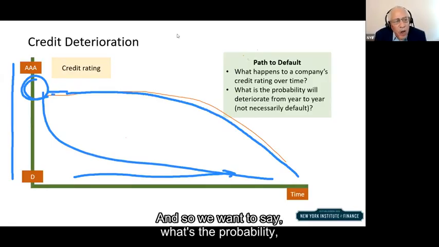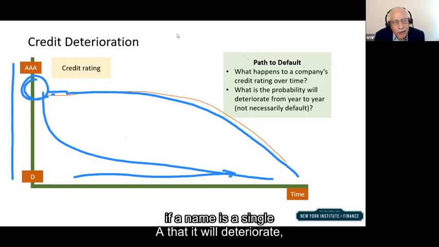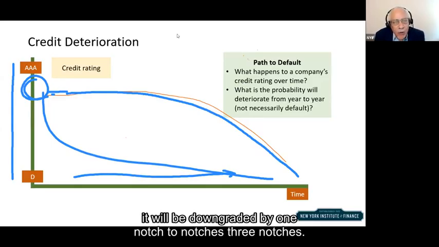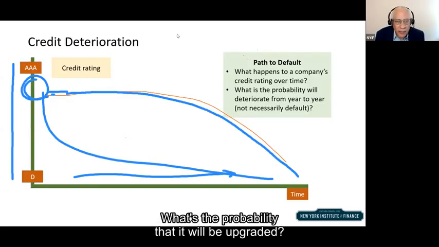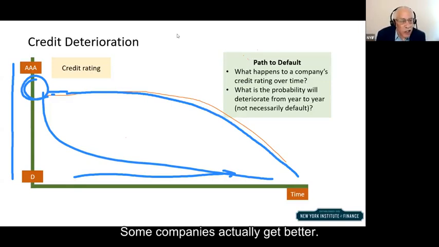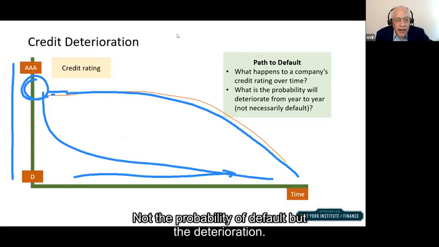And so we want to say, what's the probability that if a name is a single A, it will deteriorate? It will be downgraded by 1 notch, 2 notches, 3 notches. What's the probability that it will be upgraded? Some companies actually get better. Not the probability of default, but the deterioration.